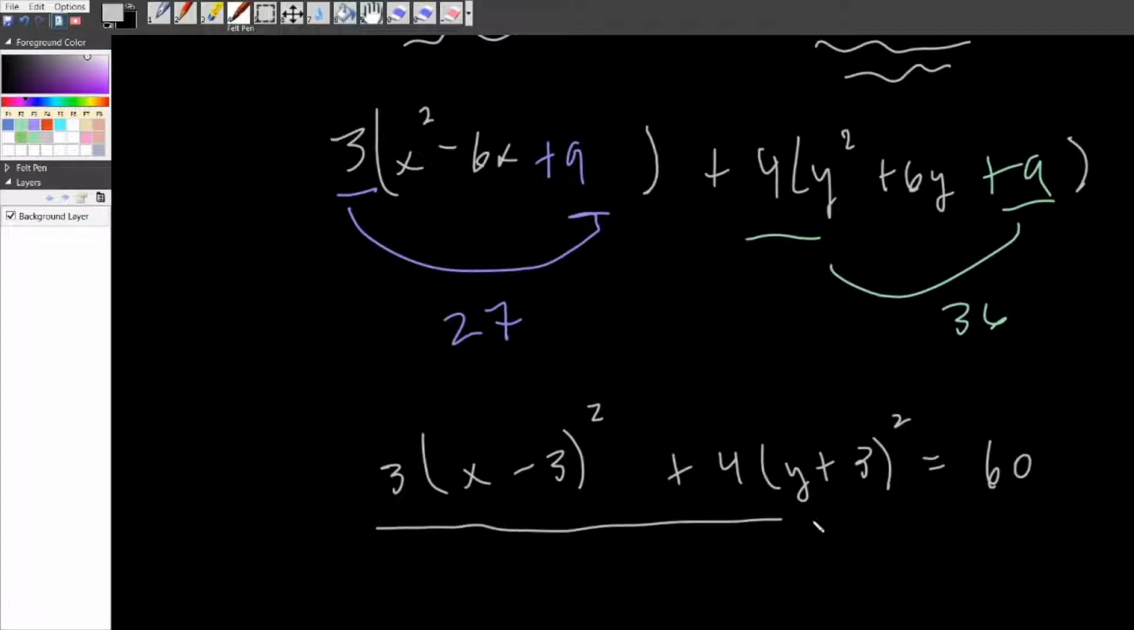Okay, now the only thing left to do is I need the right side to be 1, so I'm going to divide everything by 60. 3/60ths is 1/20th, x minus 3 squared, plus 4/60ths is 1/15th, y plus 3 squared equals 1. Is that good? Oh, so that's how you. Okay.